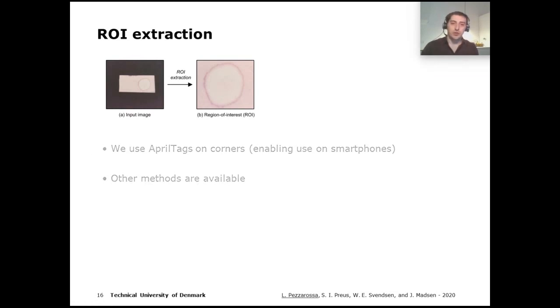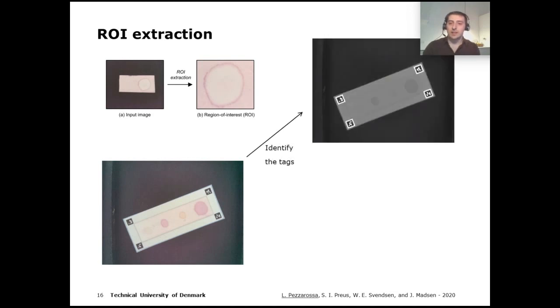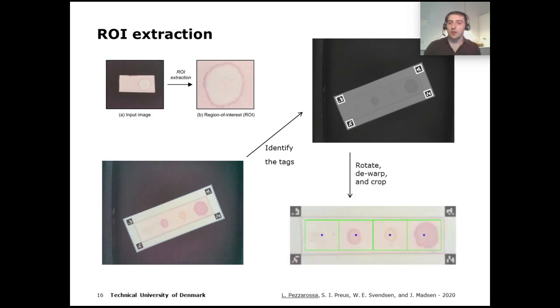In our approach, the idea is to put some little markers on the edges, on the strips of the real sampling test. We identify these tags, they look like small QR codes, and therefore we know what the corners of the strip are. Now by doing rotation, warping and cropping, we can get out our region of interest on which the algorithm can work.